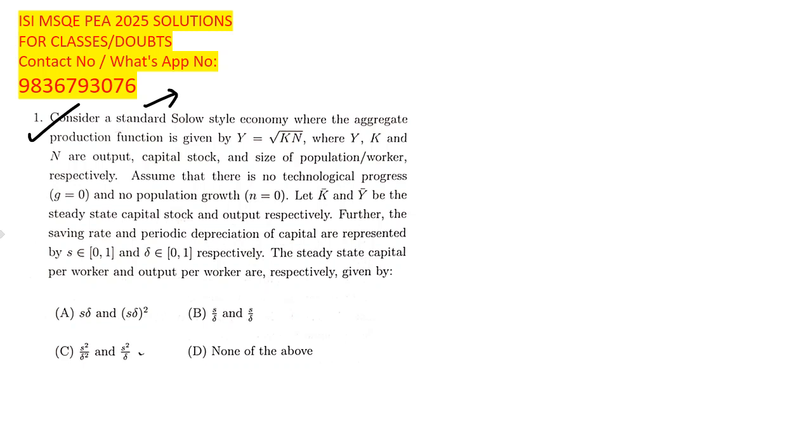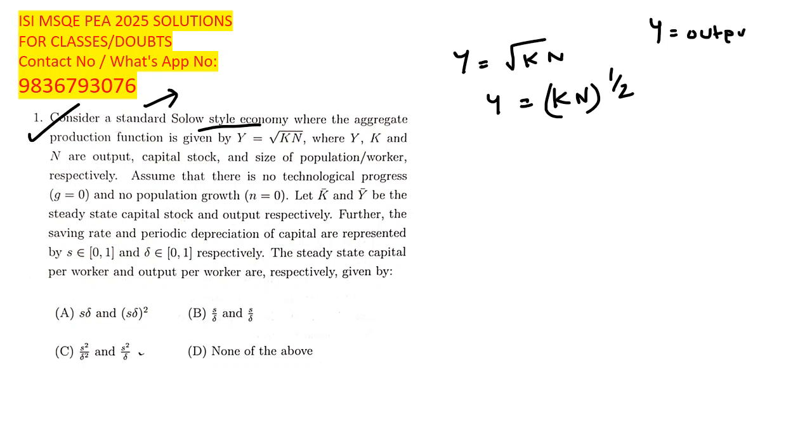So let's see. This is the first question which I have picked up today. It is on the Solow-style economy, with the production function being given. We are given a Solow-style economy with the production function Y = root KN, so that means Y = (KN)^(1/2). As usual, Y is the output, K is capital, and N is population or the number of workers.